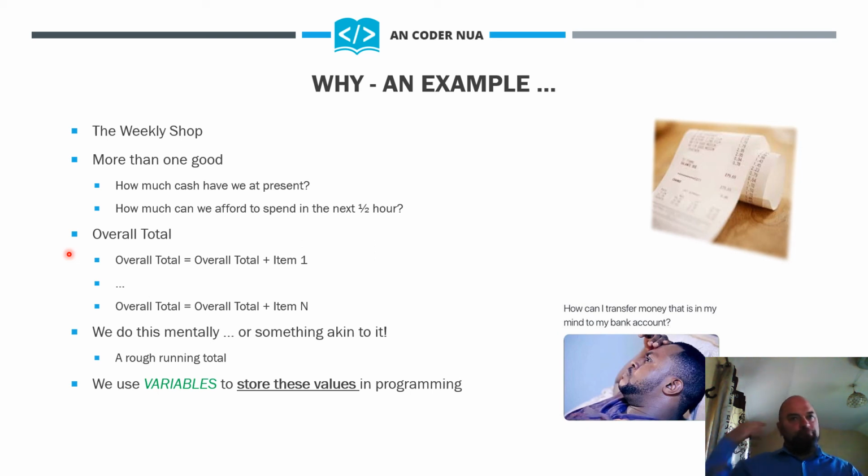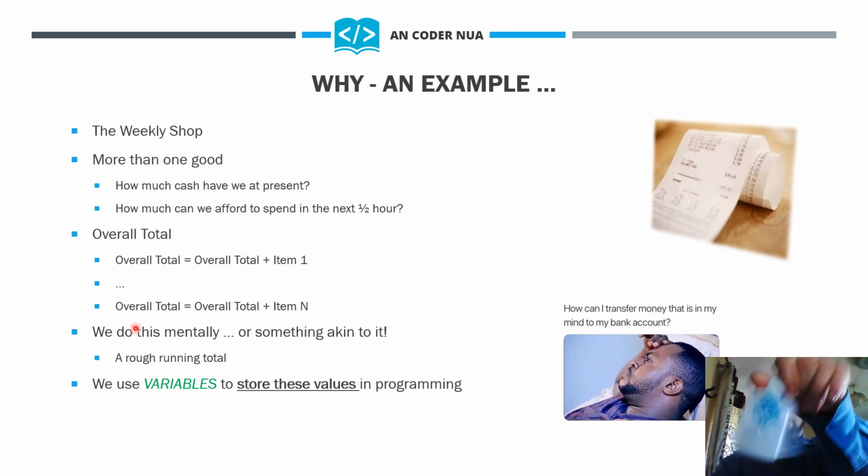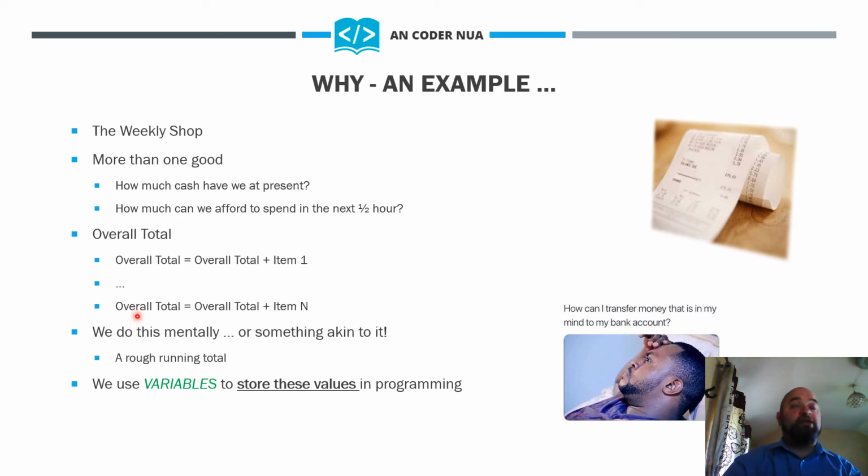So what actually happens in our mind is the overall total is obviously, with the first item, the apple, about 50-60 cents. Then we put our hand sanitizer into the shopping trolley, and the overall total gets changed to about €2.20, €2.30.